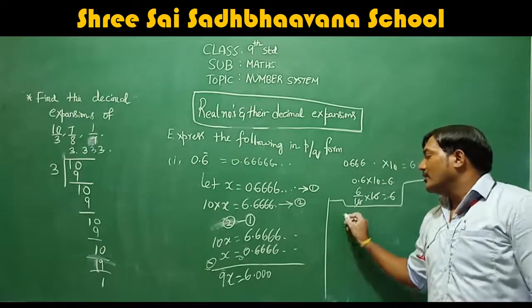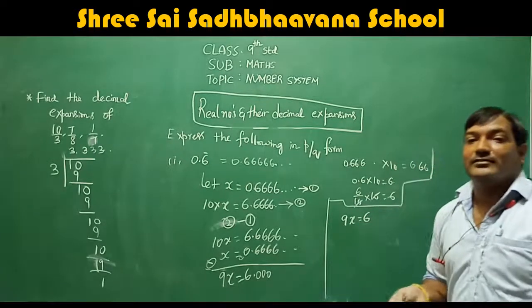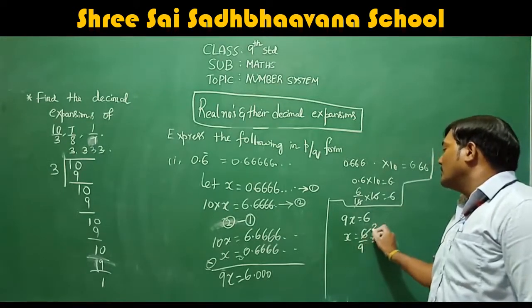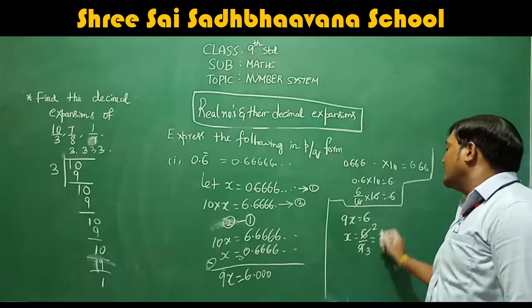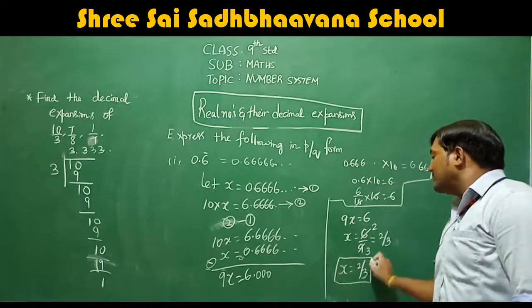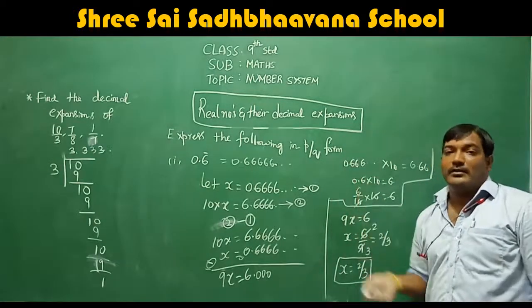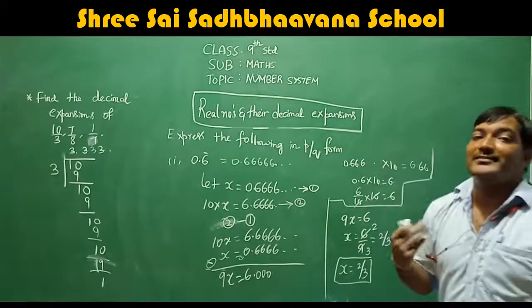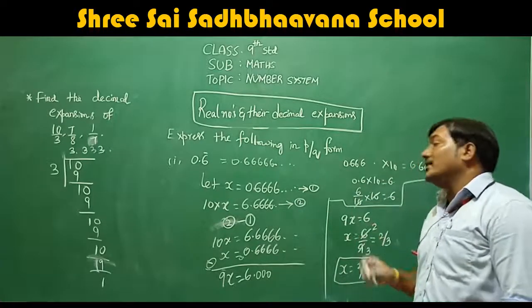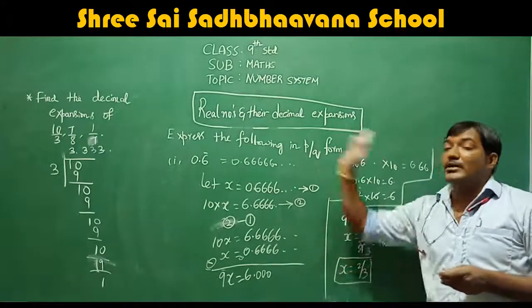Similarly, you can write 6.000. So x is nothing but 6 by 9. 3 twos are 6, 3 threes are 9, so we can also write it as x is equal to 2 by 3. So we expressed 0.6 recurring, or 0.6 bar, the repeating decimal 0.666 dot dot, in p by q form, that is 2 by 3. You check: divide 2 by 3.